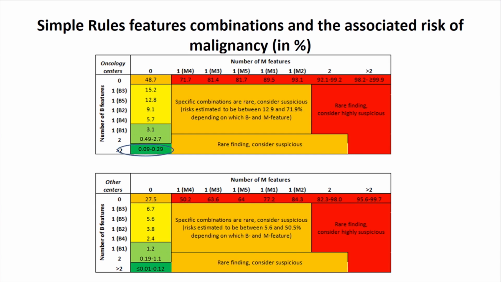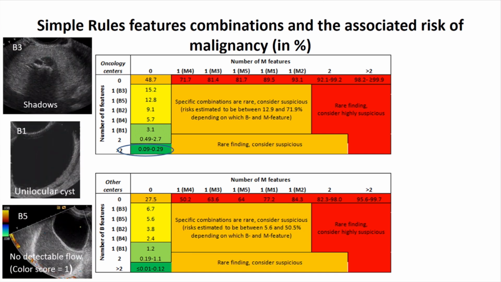If more than 2 benign ultrasound features are present but no malignant ultrasound feature is present, for example, shadowing, unilocular cyst, no detectable color flow, the risk of malignancy varies from 0.09 to 0.29% if you work in an oncology center, and between less than 0.01% to 0.12% if you work in another type of ultrasound center.